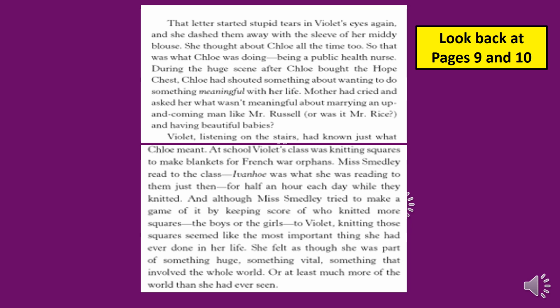Turn the page. Page 10. Violet, listening on the stairs, had known just what Chloe meant. At school, Violet's class was knitting squares to make blankets for French war orphans. Miss Smedley read to the class. Ivanhoe was what she was reading to them just then, for half an hour each day while they knitted. And although Miss Smedley tried to make a game of it by keeping score of who knitted more squares, the boys or the girls, to Violet, knitting those squares seemed like the most important thing she had ever done in her life. She felt as though she was part of something huge, something vital, something that involved the whole world, or at least much more of the world than she had ever seen.